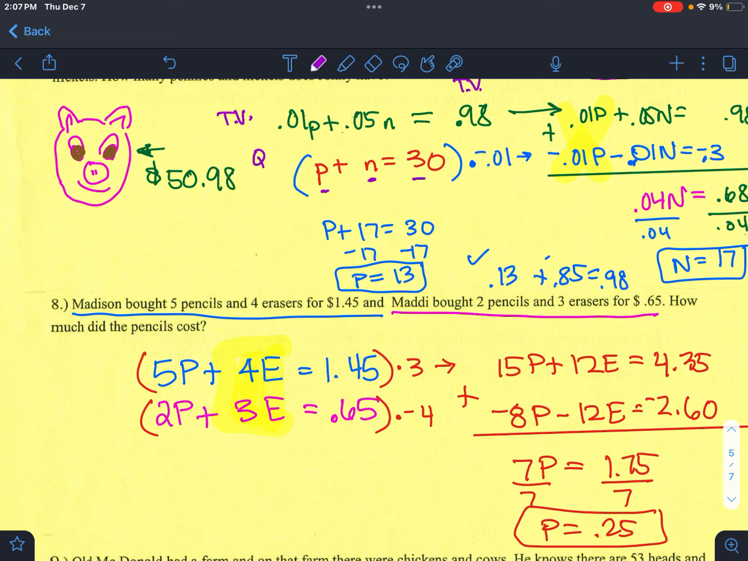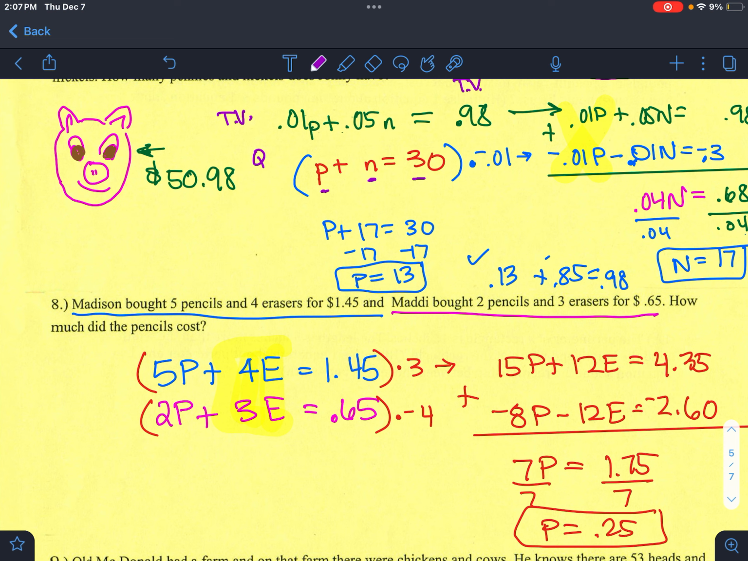On number 8, we see that Madison bought 5 pencils and 4 erasers for $1.45, but Maddie bought 2 pencils and 3 erasers for 65 cents. How much are the pencils? So we go ahead and write our equations, and I went ahead and eliminated the erasers, just because I felt like it. So I multiplied the top equation by 3 and the bottom equation by -4.